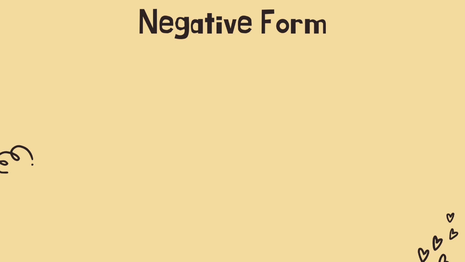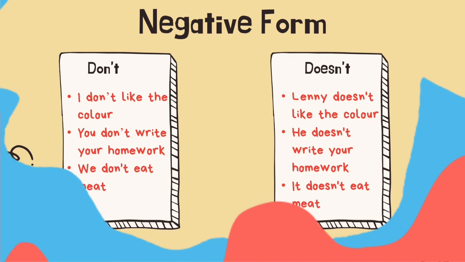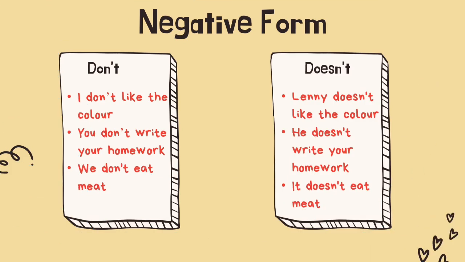And here is the example for don't. I don't like the color. You don't write your homework. We don't eat meat. As you can see here, I, you, and we use don't. How about the example of doesn't? Lenny doesn't like the color. He doesn't write your homework. It doesn't eat meat. As we can see here, Lenny, he, and it use doesn't.